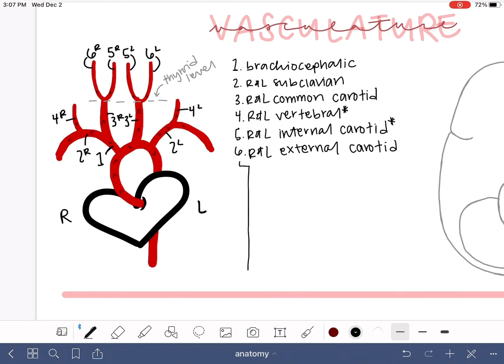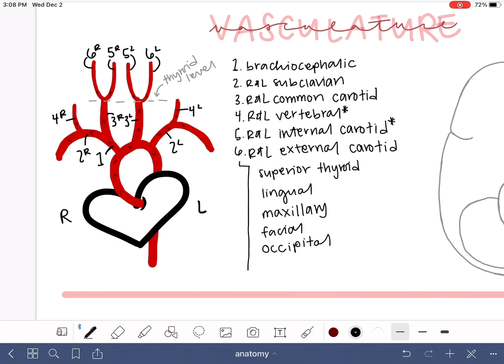The external carotid supplies the face, like the more superficial things. So we have a bunch of branches that come off of it. The superior thyroid artery supplies the thyroid. We have the lingual, the maxillary, these kind of go along with their name. The facial, which is like the muscles of the face, the occipital, the muscles in the back of the skull, and then the superior temporal arteries. And these all come out of that external carotid.